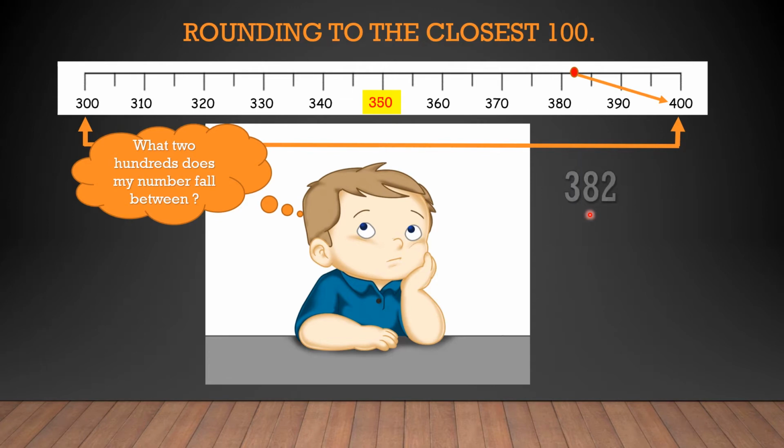But what if we see something different in our tens place? We see a 20 this time, as in 328. We still know that 328 is between 300 and 400. But if we look at our tens place, 328 is going to be less than 350 on our number line. And since it's less than 350, that tells us that we're going to round down to 300.